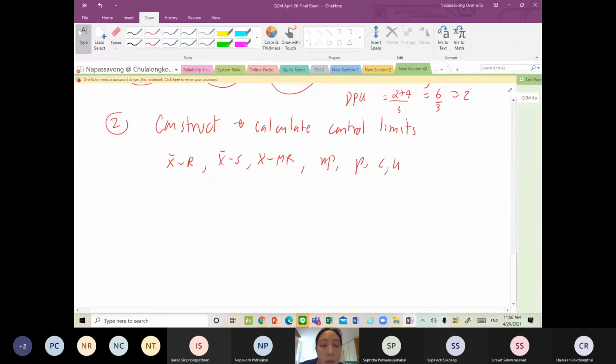The third topic is to interpret the patterns that you have seen on the control charts. We have 8 rules, remember that? Extreme point, 2 out of 3, 4 out of 5, run, trend, those things. You should be able to interpret them.